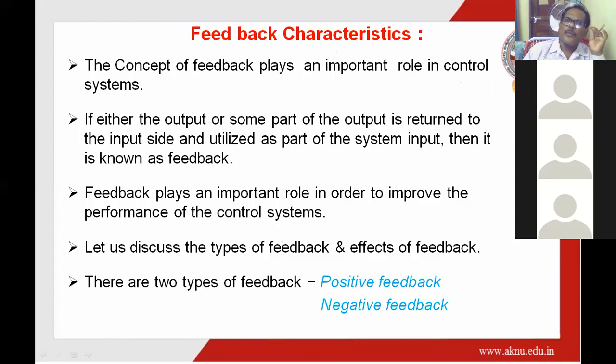Next one is different types of feedbacks. Already we know about the open loop and closed loop, and we have studied so many advantages of the closed loop system compared to the open loop system. In a closed loop system, we need a feedback path. In the feedback path, what type of feedback do we arrange? That is nothing but feedback characteristics.